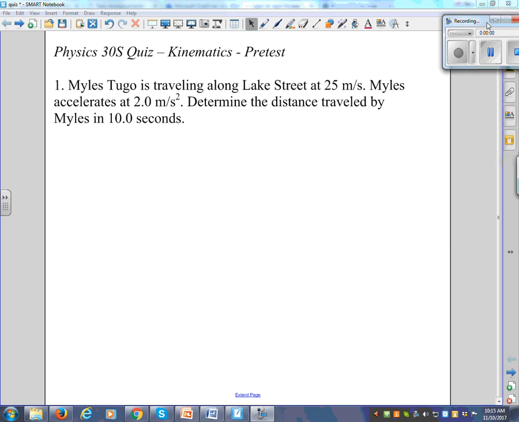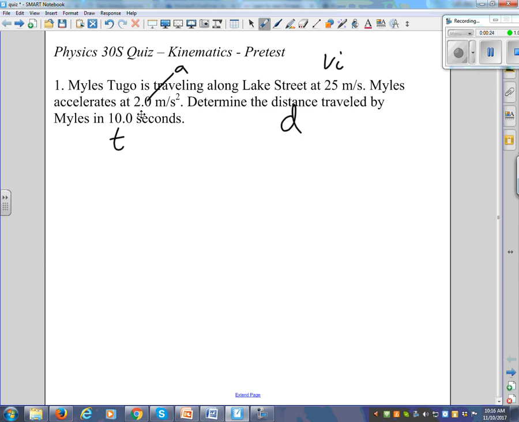Here's the answers to the pretest. Miles is traveling along Lake Street at 25 meters per second, and Miles accelerates at 2 meters per second squared. Determine the distance traveled by Miles in 10 seconds. So that is our time. We are solving for distance. This is the acceleration, and this 25 is going to be the initial velocity. That's how fast he's going to begin with, and then he accelerates.